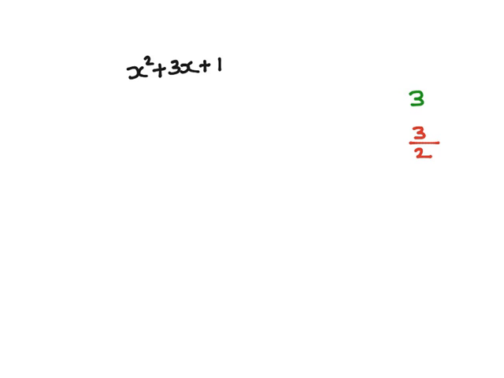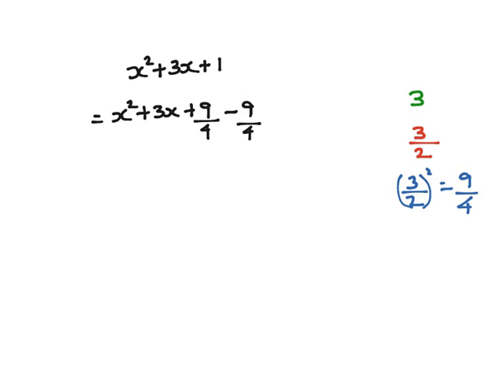Then the third step is I'll square it. So I'll square 3 by 2, which will give me 9 upon 4. Okay, so now what I'll do is I'll write x squared plus 3x. I'll add 9 by 4, the square. I'll subtract the 9 by 4 and then plus 1.